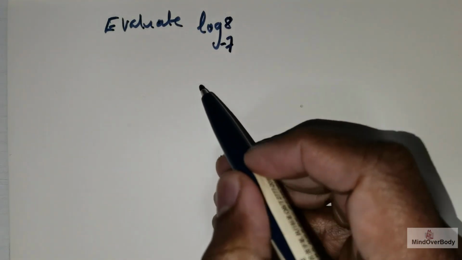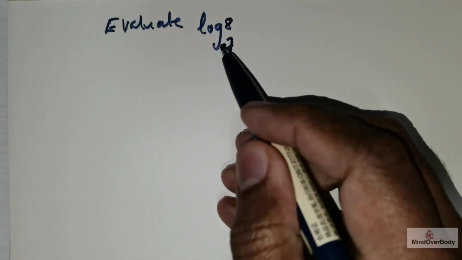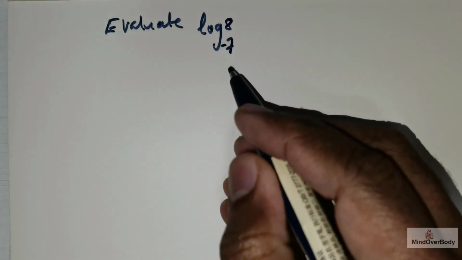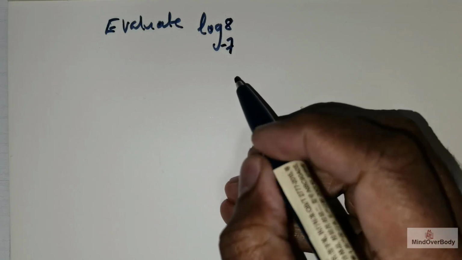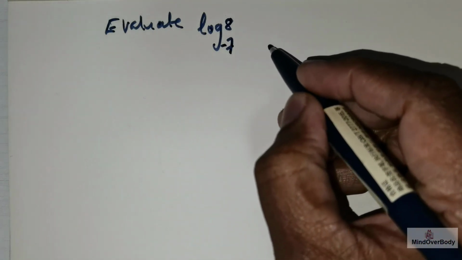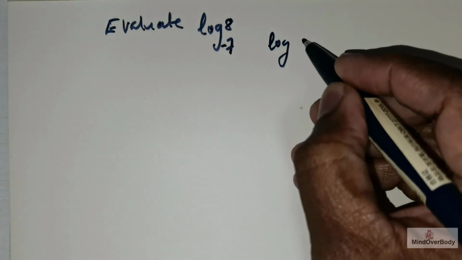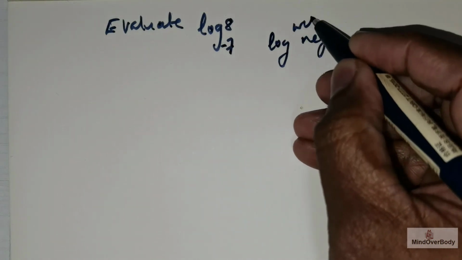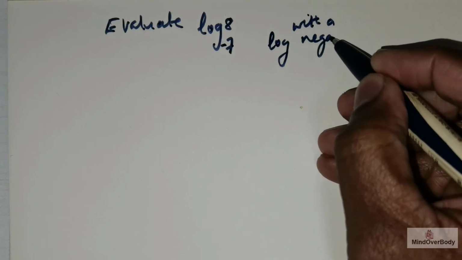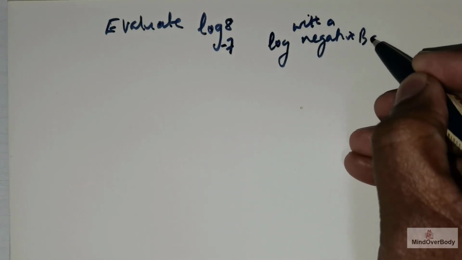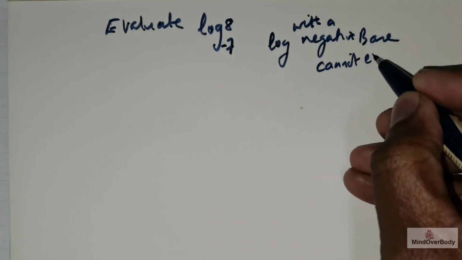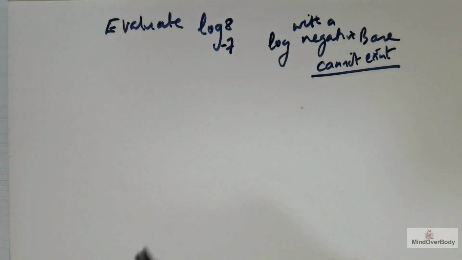Welcome students. In this question we are going to learn how to solve this problem, log 8 to the base negative 7. Now most times in your classes you would have been told that log with a negative base cannot exist, right? So they would have told you this.